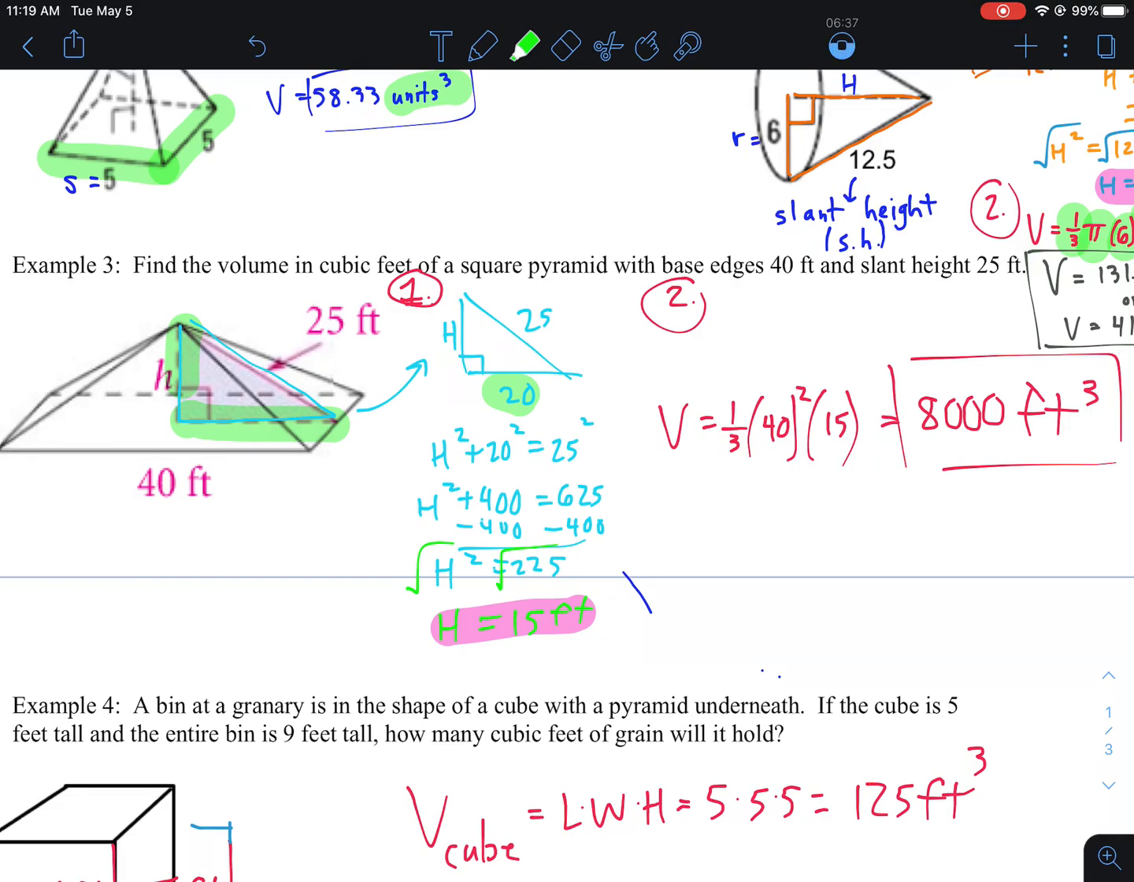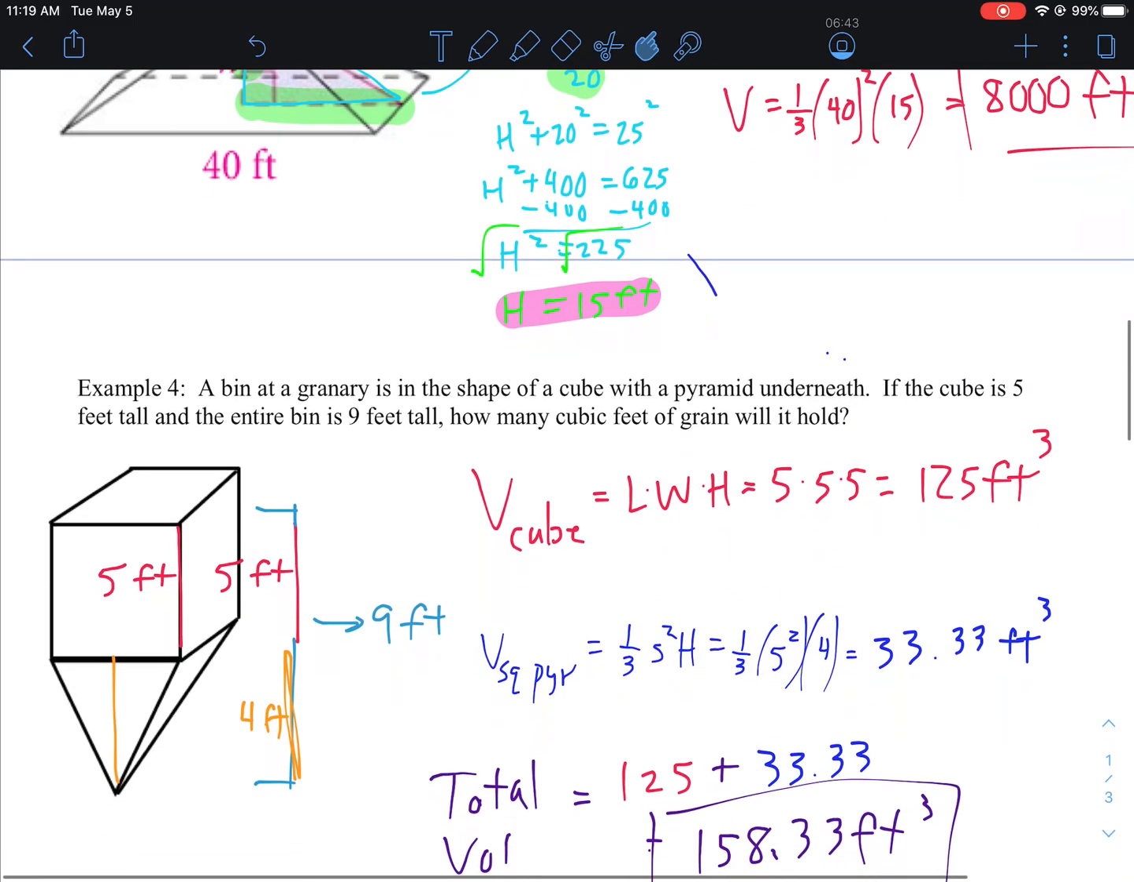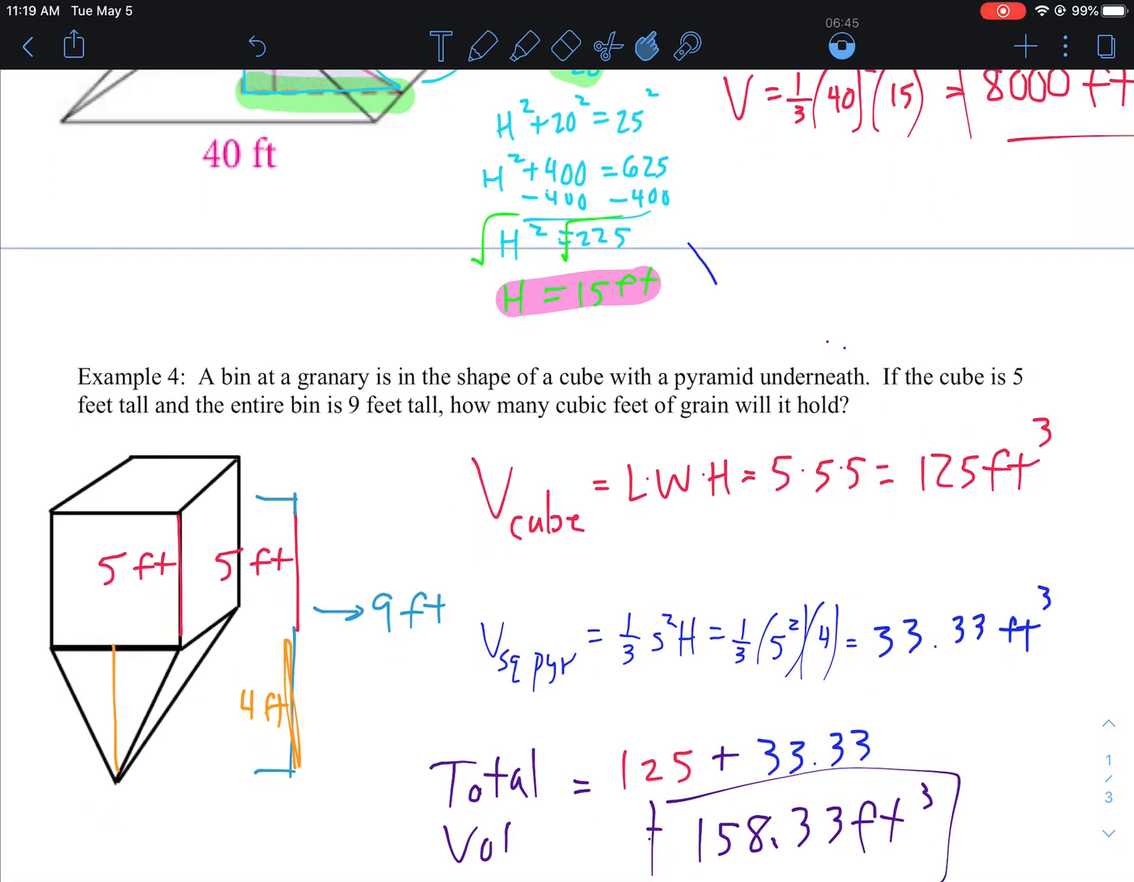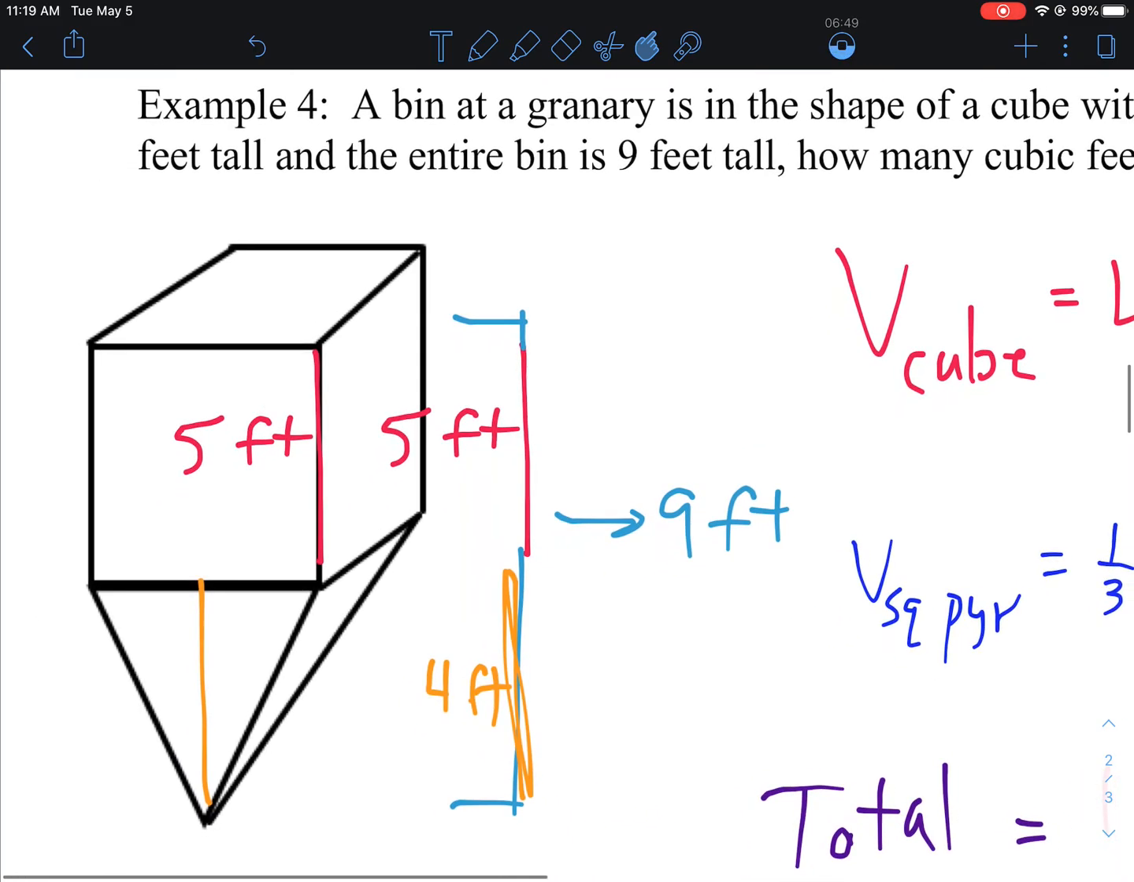Okay, we only have one more example, and it is sort of like a compound shape. So you'll see this in the homework as well, where they'll attach 2 shapes. In this case, you have a cube and a square pyramid below it. So anytime you have compound shapes, you basically have to find the volume of each individually and then add them up.